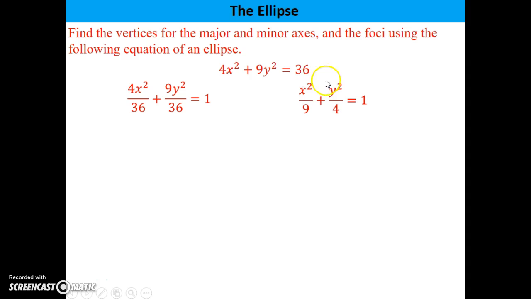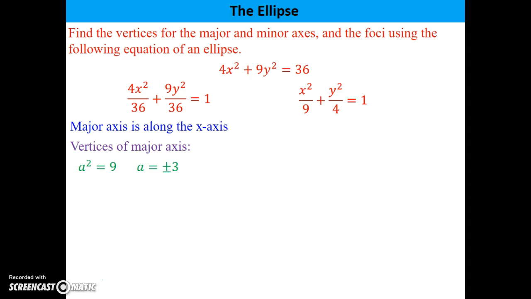We can see that H is 0, K is 0, A is 3, and B is 2. So we get a lot of information from the standard form of the equation of the ellipse. So the major axis is going to be along the x-axis because A is larger than B. The vertices of the major axis, we start at 0, and we're going in either direction, left or right, a distance of 3. So we know that the vertices on the major axis are -3, 0 and +3, 0.